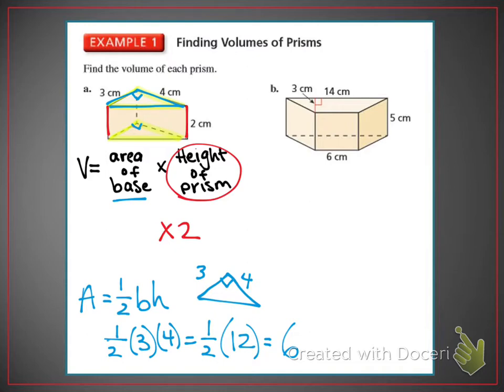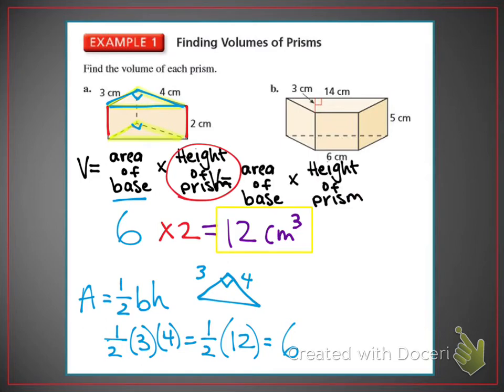So you take the area of the base, which is 6, and then we multiply it times the height of the whole prism. And the height was 2. So then the volume of all of this prism is 12, and it is centimeters cubed. All right, so we circle it. And then we do the same thing on the second.